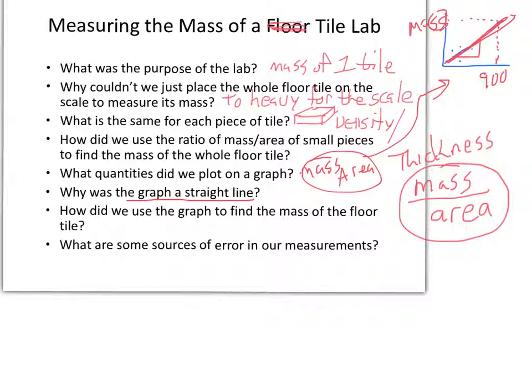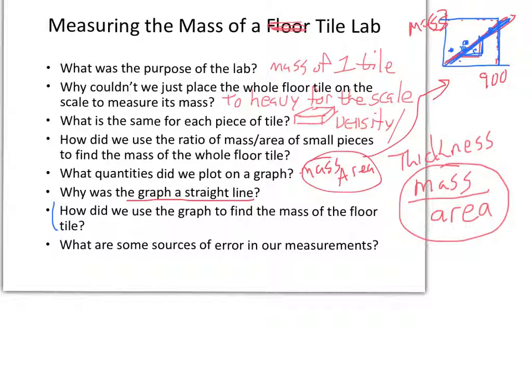Now, did our points come out to be linear? No. Some of our points were on a line, and some of them maybe not so much on a line. That's why we did a best fit line, and we made it straight because we knew it should be. Next question says, how do we use the graph to find the mass of the floor tile? Well, again, I've already mentioned that. We can go up from the area of a full tile and go across to get its mass, or we can calculate the slope of the line and do it mathematically.